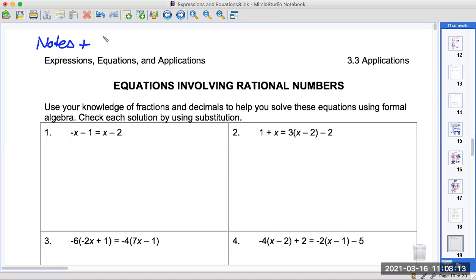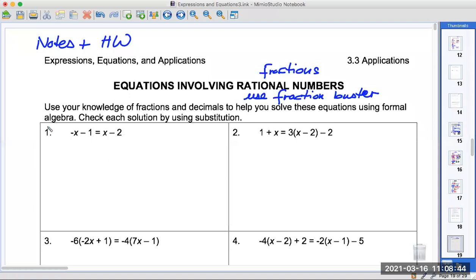Equations involving fractions, rational numbers. So I'll call it fraction buster. I'm going to show you fraction buster. So I'll say use fraction buster. We're going to get rid of these fractions.